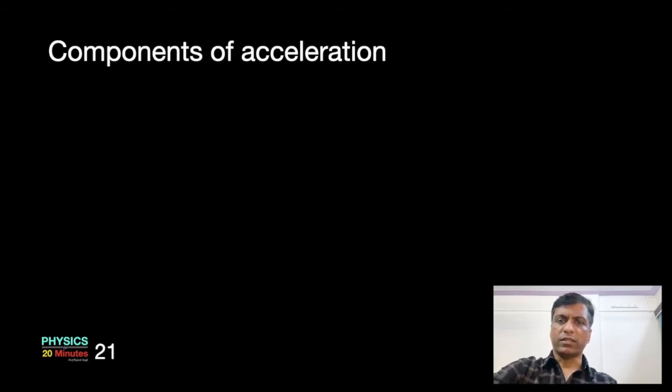Let's see what that is. Let's take the path of the particle. Let's take a point P. Let's draw our normal at P and tangent at P. We have already learned that the acceleration vector will form some angle with respect to the tangent at point P. Let's have an acceleration vector in an arbitrary direction.